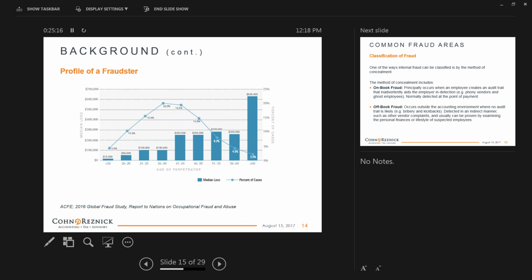Also, the average age just falls in line with the role and responsibilities. You see as you move from left to right, as the employees are more experienced and older, the frequency comes down, but the dollar impact increases. And that's really because also of the type of fraud that these individuals are conducting.